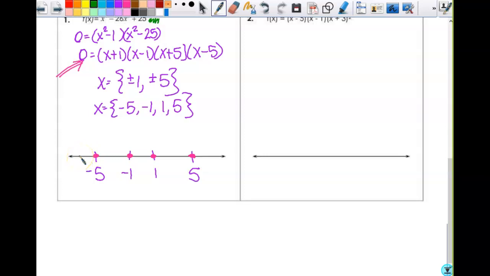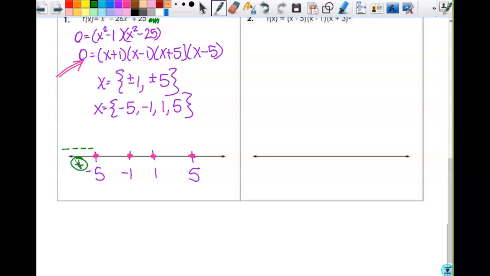So if I substitute -6 in here, -6 plus 1 is still going to give me a negative number. -6 minus 1 is still going to give me a negative number. -6 plus 5, it's still negative. -6 minus 5, still negative. So I know that whatever the numbers are in those 4 little parentheses, when I multiply them together, I'm multiplying a negative times a negative times a negative times a negative. And overall, what's that? Positive. So overall, I'm positive when I'm less than -5.